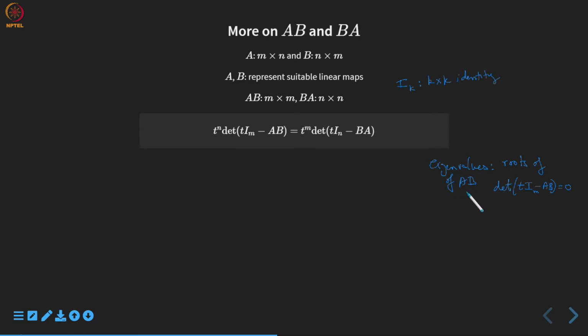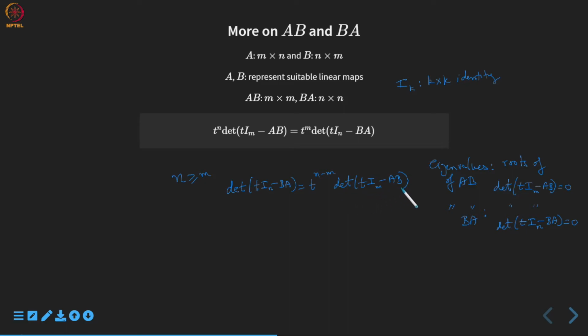Similarly, the eigenvalues of BA are given by the roots of the determinant of tI_N minus BA equals 0. So what this tells you is another way of writing this. Supposing, let us say, N is bigger than or equal to M. If N is bigger, then this simply says the determinant of tI_N minus BA is t to the power N minus M times the determinant of tI_M minus AB. So this is what this result says, and this is a very nice result, isn't it?